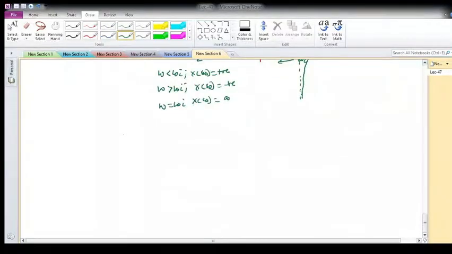Now let me draw the same reactance sketch for the pole at origin. If x of omega is equal to k naught by s, or k naught by j omega, or minus k upon omega.